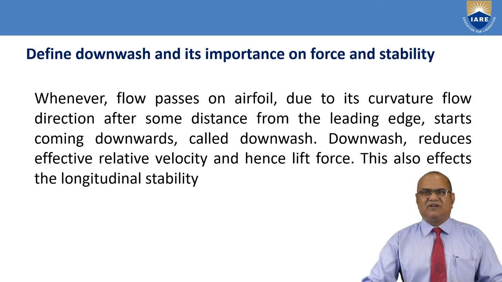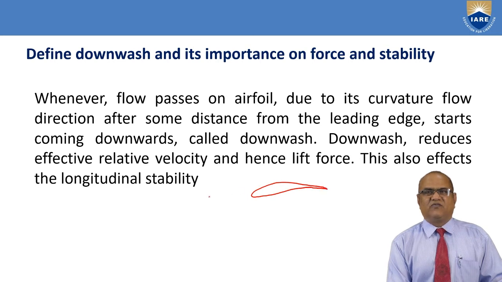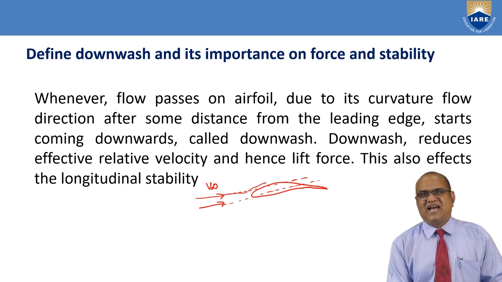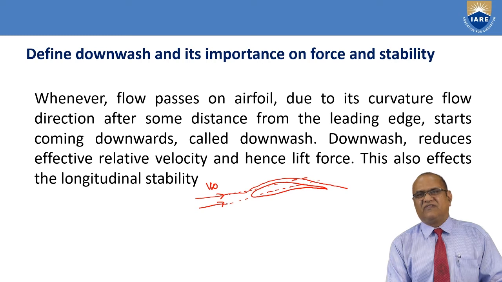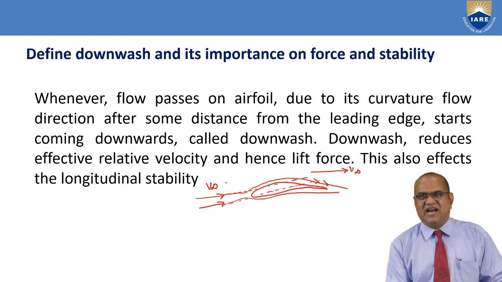Let me first show it in this diagram. If this is an aerofoil and the wind is coming from here, this is V infinity. It is supposed to go straight, but it will not. Due to the curvature of this airfoil, it starts going downwards. This is called downwash. The flow from the bottom will also follow the curvature. If you draw a triangle here, this is your free stream velocity, V infinity, at point 1. But here, if you see, the net velocity is this.